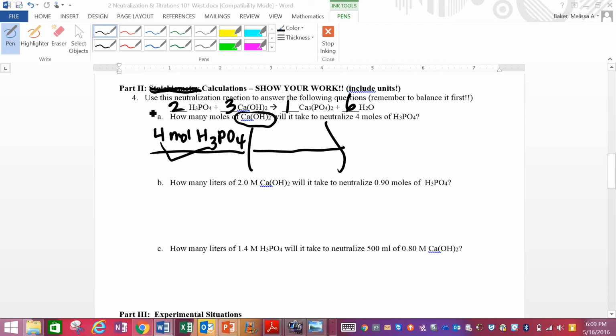Okay, so we can do it mentally, or we can set it up using the mole to mole ratio. So for every 2 moles of H3PO4, you need 3 moles of Ca(OH)2. So 4 times 3 divided by 2, that comes out to be 6 moles of calcium hydroxide.